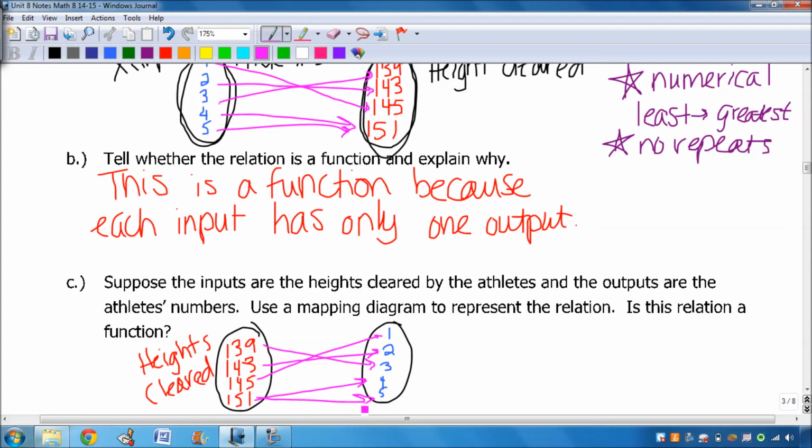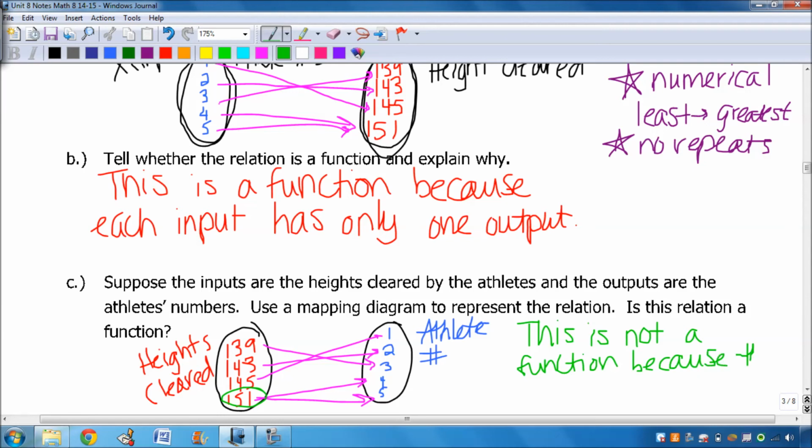So this time, when it's done this way, and I apologize, we need to write our athlete number right here. I forgot to label. This time, each input does not have one output. We have an input that has more than one output, and that's this 151. So we're going to say this is not a function when we do it the opposite way, because there is an input that has more than one output.